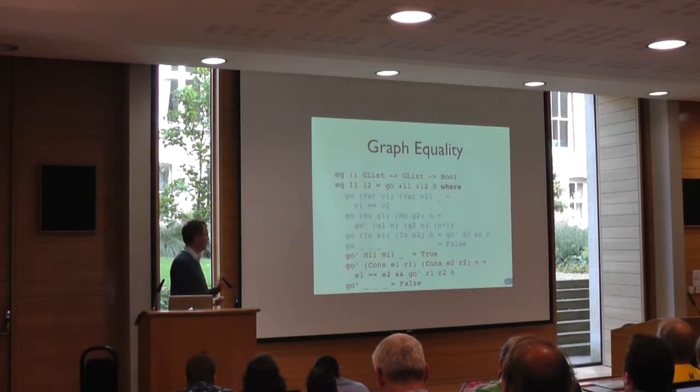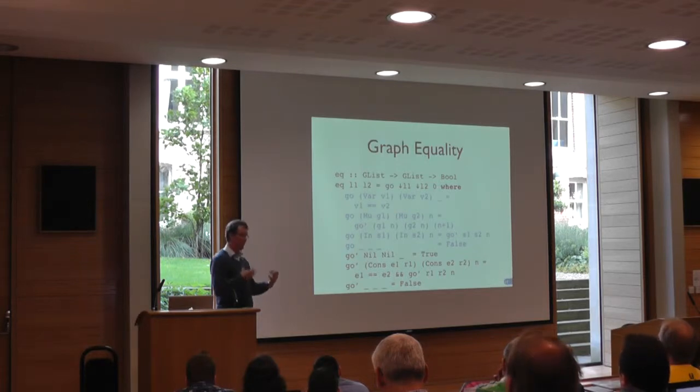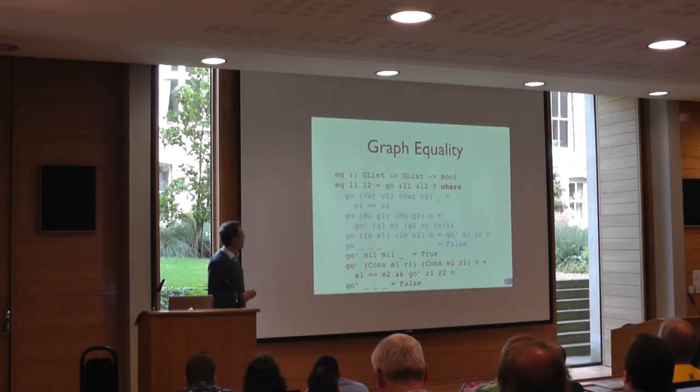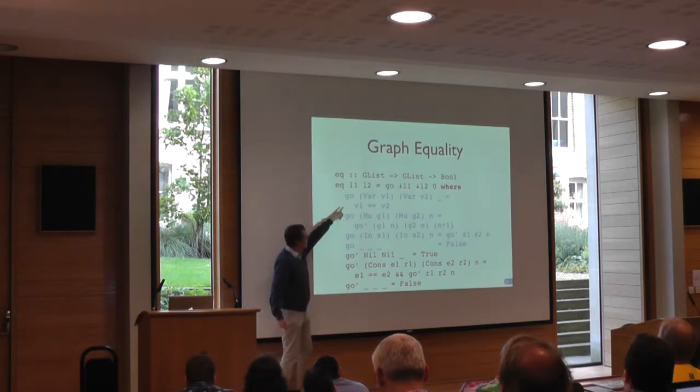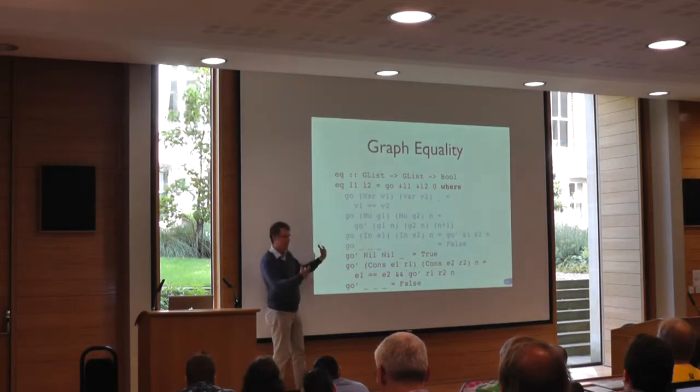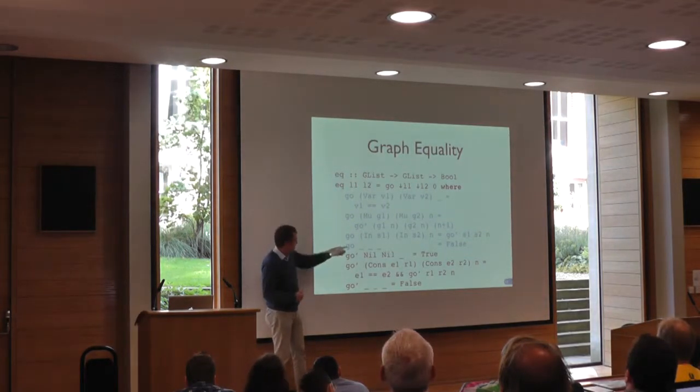And Bruno already came up with a function to determine equality of different representations, but it's a very structural equality function. It's going to compare the Var constructor with the Var constructor, Mu with Mu, In with In, and if you have another combination of constructors, then it's always going to be false.